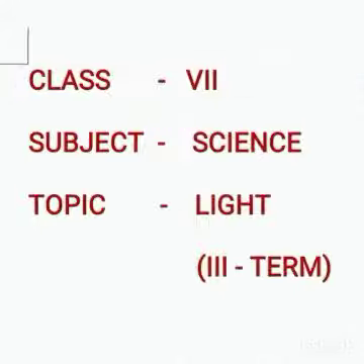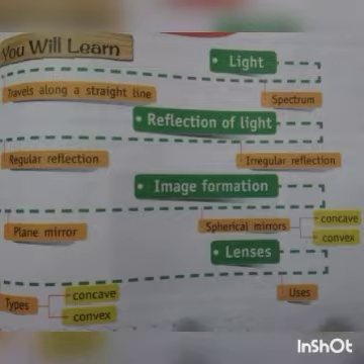So in that light lesson we will learn about reflection of light and how that image can be formed. Next, what are the different types of lenses? In the different types of lens there is a concave lens and a convex lens, and we see about them briefly in that lesson.